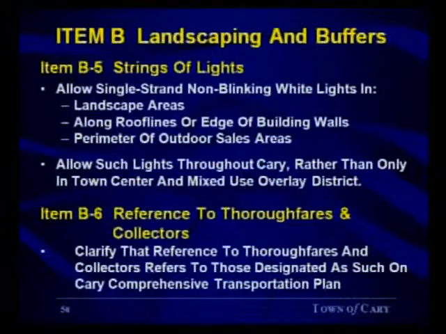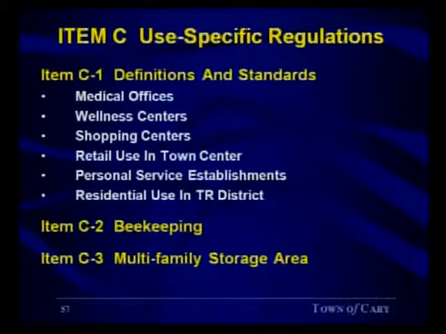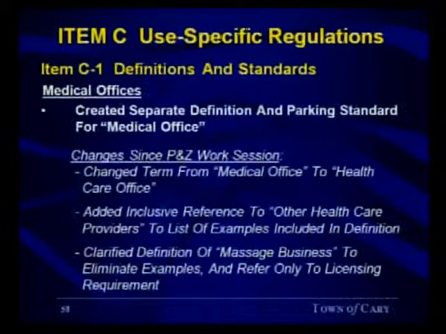Item B5 clarifies where strands of lights can be placed. Right now, there's some requirements that apply within the town center that would be applied elsewhere through Cary. And then item B6 is a clarification in terminology related to road types, just a minor clarification. There are a number of sub-items listed under item C that relate to specific uses.